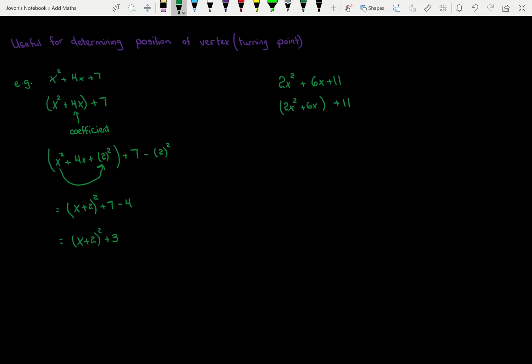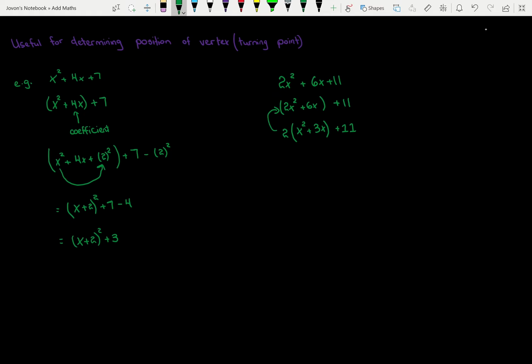What we're doing here now is we need to make the coefficient of x squared 1. So we factor out 2, okay? If we factor out 2, what do we get? We get x squared plus 3x, okay? So we just factor that out of the bracket, okay? Plus 11, okay? So as you can see, if we were to expand the brackets here, we would get this back, okay?